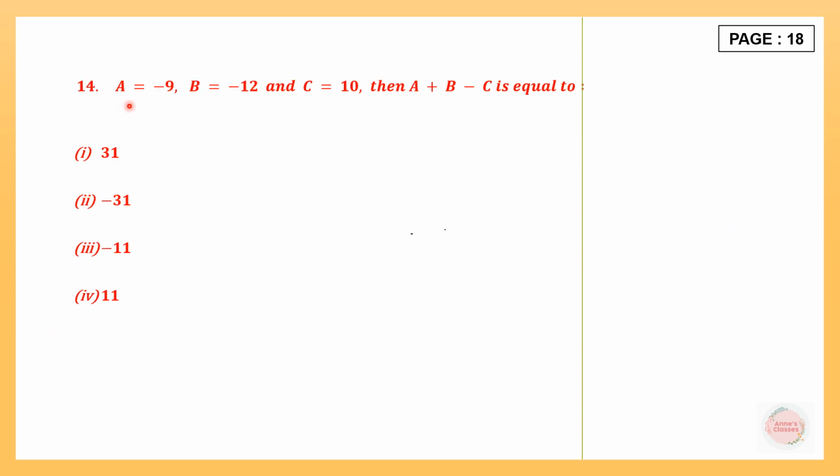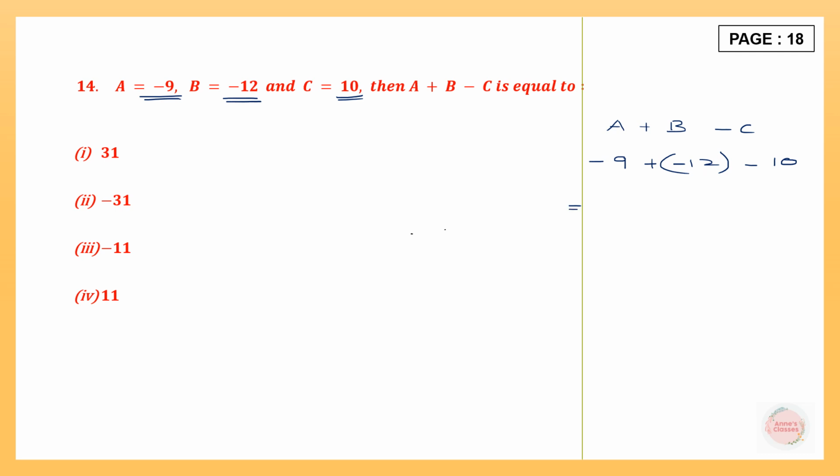Question 14. The values of A, B and C have been given and we are asked to find out A plus B minus C. So let's do that. A plus B minus C. Let's write that down. A plus B minus C. Now we're going to substitute A, B and C with the values given. So A is given as minus 9. So let's write minus 9 plus B is given as minus 12. Minus 12, we'll put that in brackets. Minus C is 10. Minus 10.